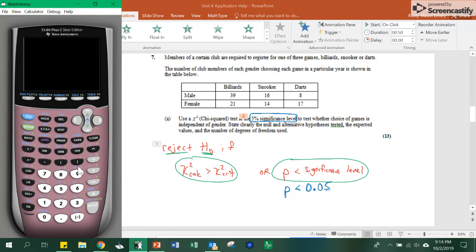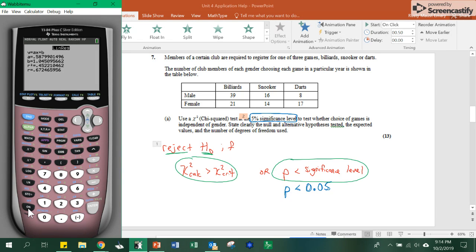And let's go ahead and run this chi-squared test, and then I'll run through the key for this question. So just remember keystrokes here. You're going to hit second and then matrix. That's the fourth button down, third one down under the second button. And then go over to edit.